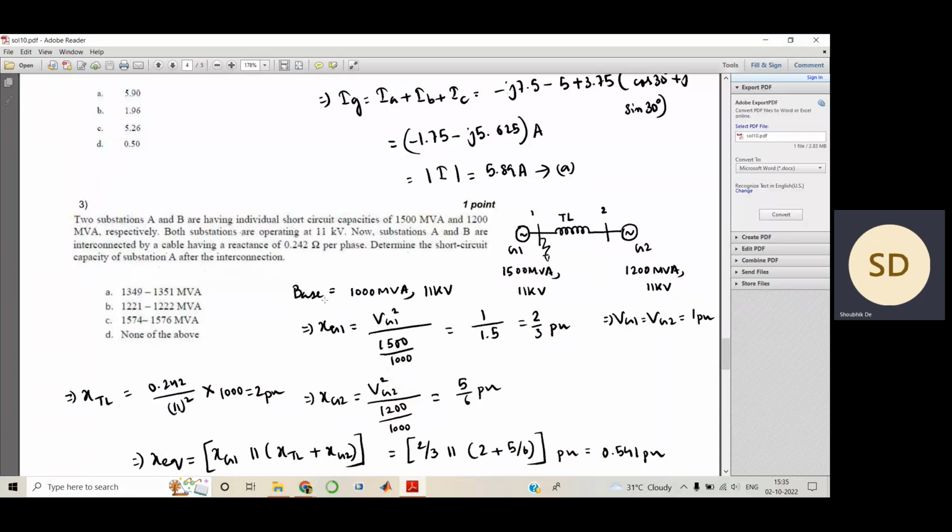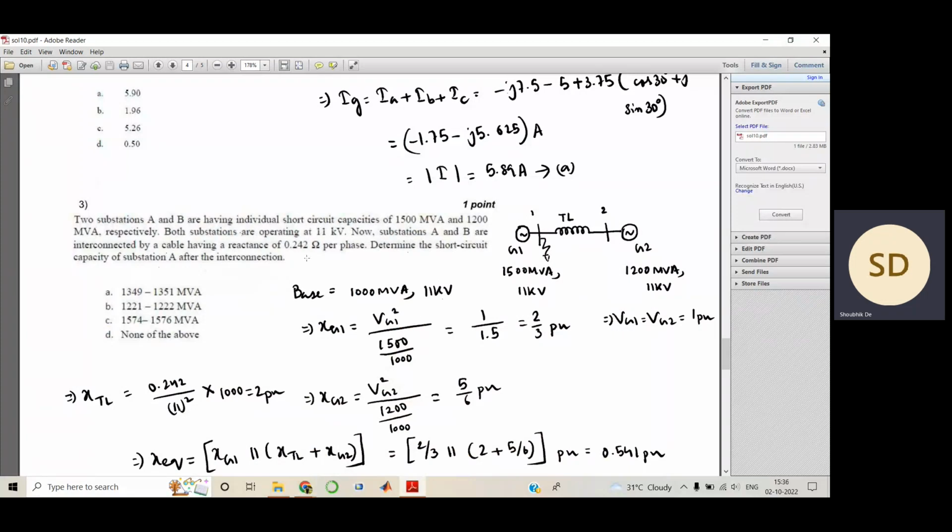Now, for solving the problem, I have chosen a base of 1000 MVA and 11 kV. So you will see this is different from each of the generator components 1 and 2. Now, you may also solve this problem by considering G1 as the base or G2 as the base, but you will see that by considering this base, the calculations will get much simpler in terms of the values.